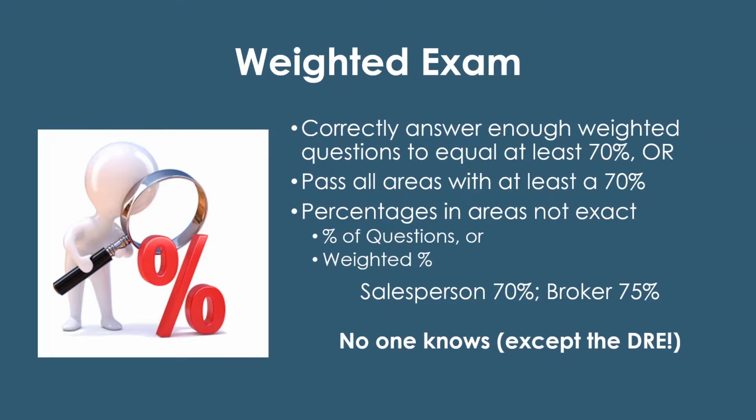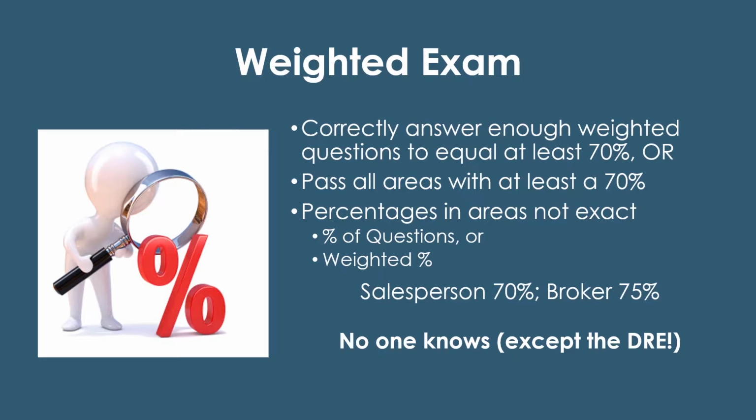So what that means is, let's say there are 150 questions for salesperson. Each of the questions can be worth different weights. So you would have to answer 70% of weighted questions correctly. If you're answering questions, they would have to be worth a cumulative total weight of at least 70%, or for broker 75%. And then where do these area topic percentages come into this?